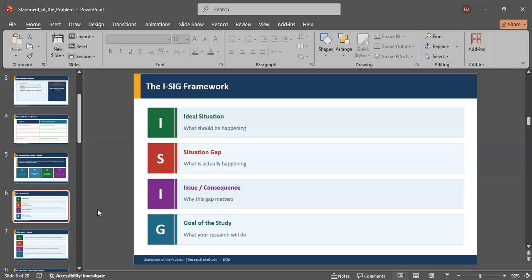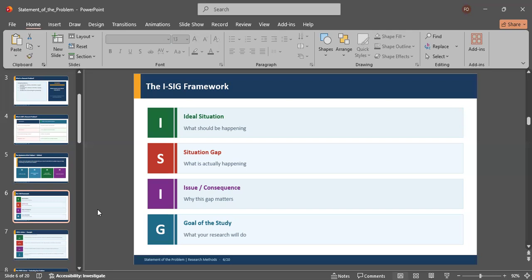The first part here should talk about the ideal situation. What should be happening? What should be happening in education? What should be happening in a computer classroom? What should be happening in a mathematics classroom? What should be happening with the results of students? Depending on the topic you decide to choose. I'm trying to be broad, not narrow on one particular topic. What should be happening generally? Now, the S shows the gap. What is actually happening? We're supposed to be having this, but we're having that. So that means there's a problem. That is what the next part talks about.